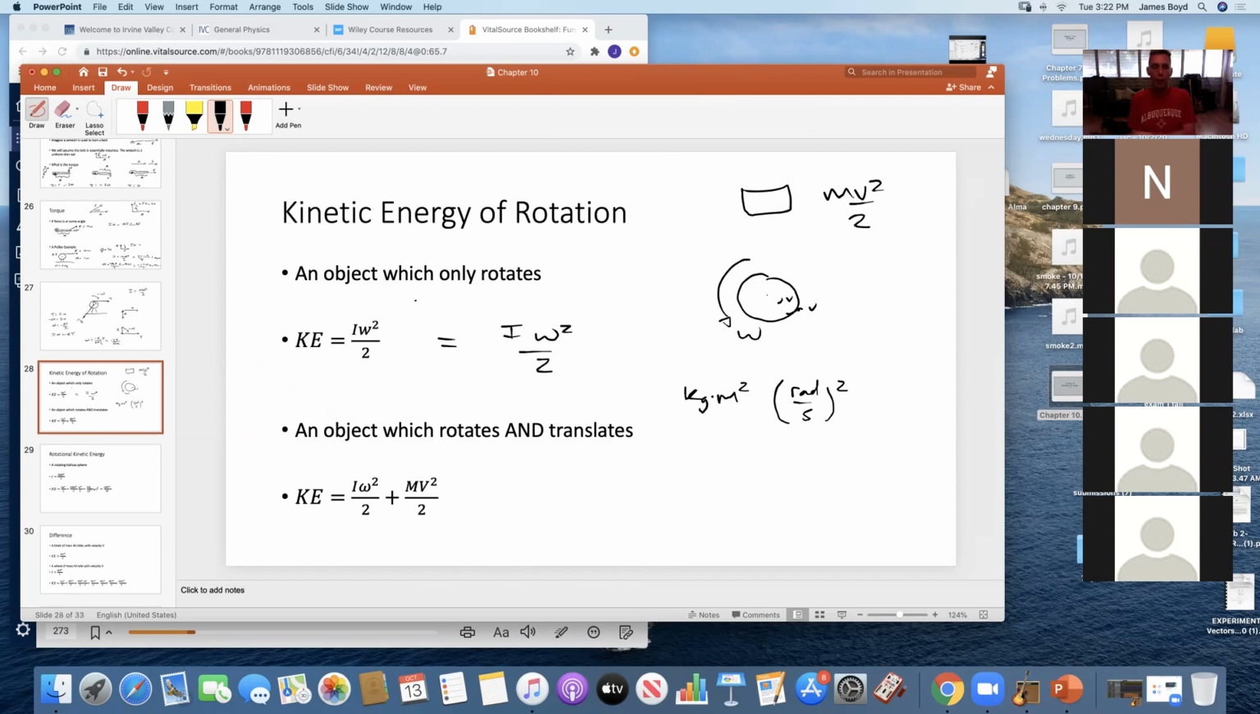If something rotates, it can also translate. So you could think of a potter's wheel that's spinning, and you would say, oh, well, that's I omega squared over 2. It's just a spinning wheel. But you could also think of a car wheel rolling along the ground. The whole wheel is translating as well. So because it's translating, because it's moving in the x direction, it has mv squared over 2, but it's also rotating. And because it's rotating, it has energy I omega squared over 2.